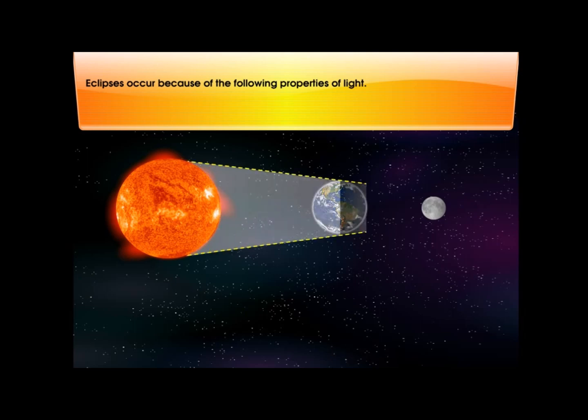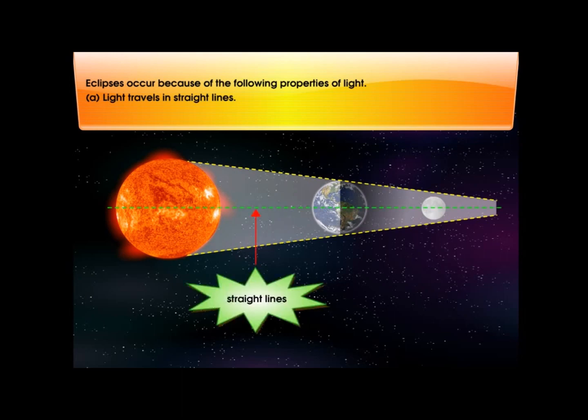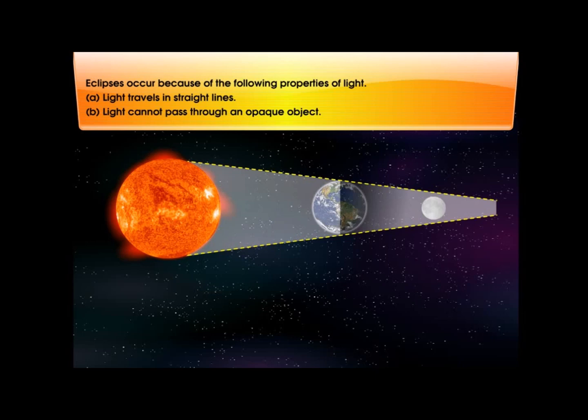Eclipses occur because of the following properties of light. Light travels in straight lines. Light cannot pass through an opaque object.